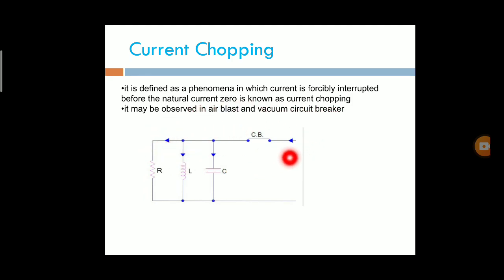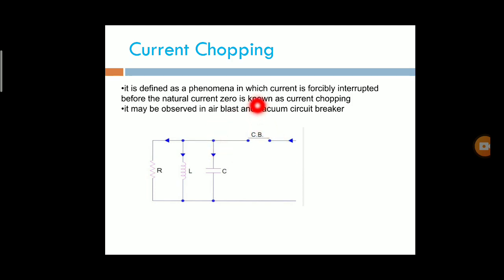This is the diagram for the current chopping phenomenon. In that, we are connecting the resistance, inductance and capacitance, where L is the shunt reactor, C is the capacitance and R is the resistance of that winding. This is the transmission line, in which we are connecting the circuit breakers.